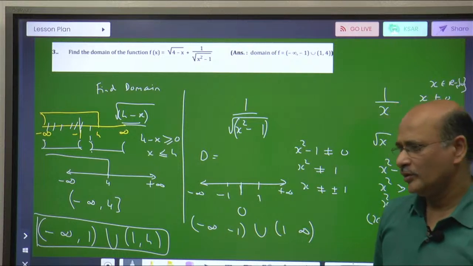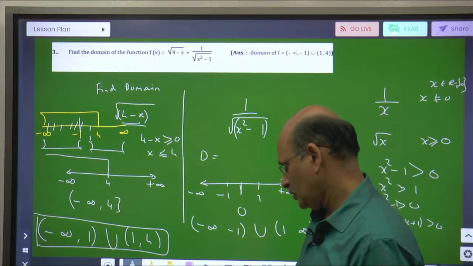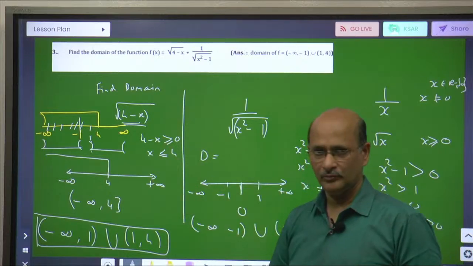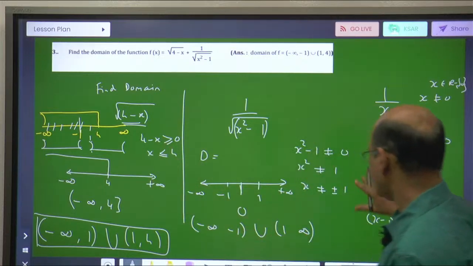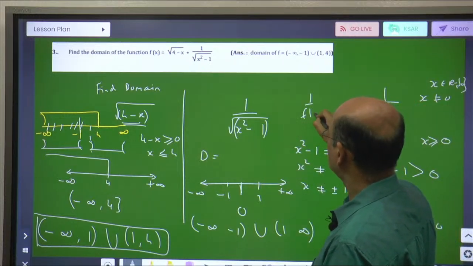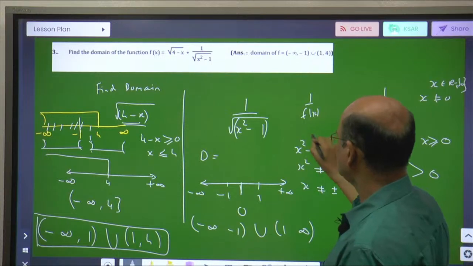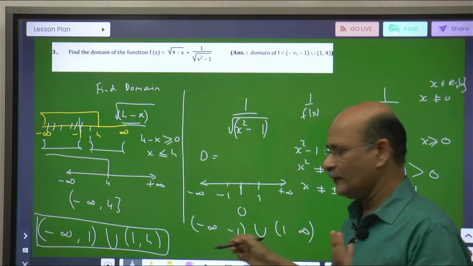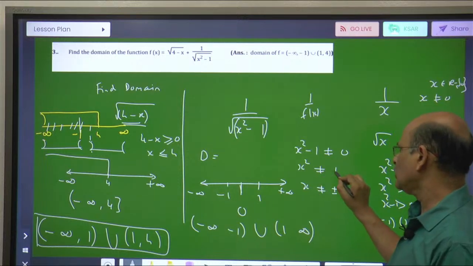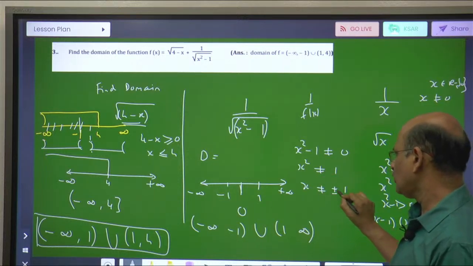What I will do is today I will try to work 3-4 sums for you on this domain part, because I know there is a slight confusion here. There is no need for confusion. See, it is 1 upon a function. A function cannot be equal to 0. Why? Because 1 upon 0 is not defined. So x square minus 1 cannot be equal to 0. So x square is not equal to 1. So x is not equal to plus or minus 1.